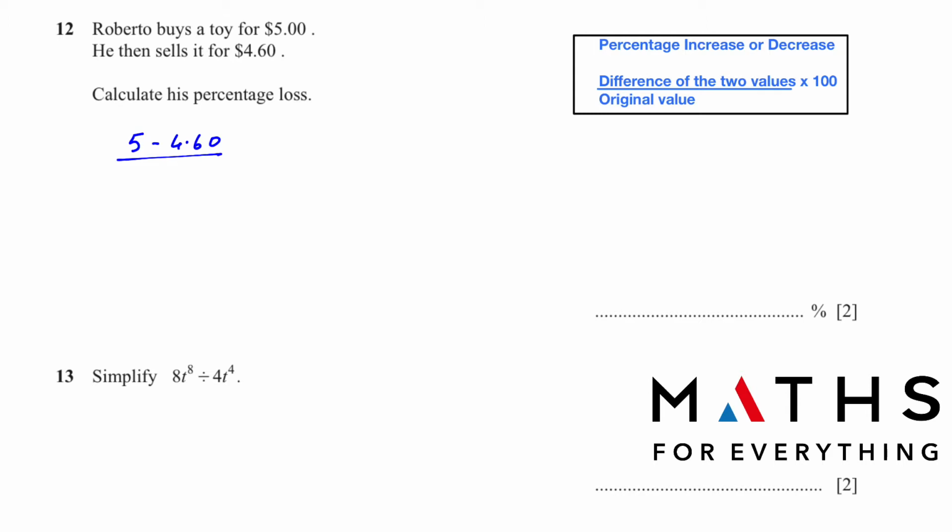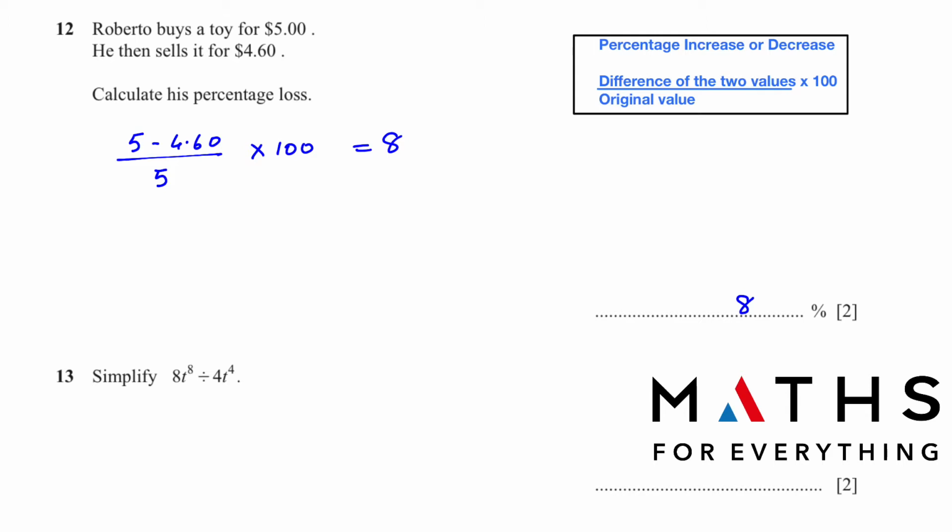Original value is the cost price. His cost price was 5. So we divide by 5. Multiply the answer by 100. This will give us 8. So his percentage loss is 8%.